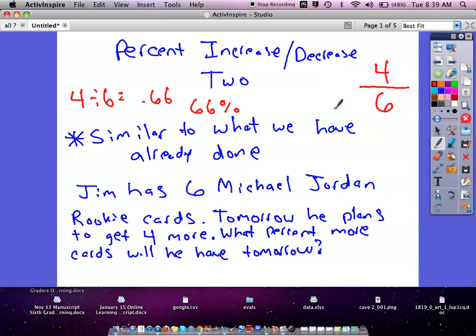So again, it's not really much different than what we had before. You just have to know which numbers go where. The bottom number is where we start at before the increase and the decrease. The top number is the increase or the decrease. So whatever the number of the increase or the decrease is. We'll do some more of these and see if we can kind of catch on here.